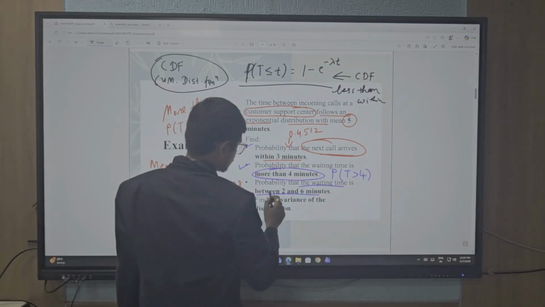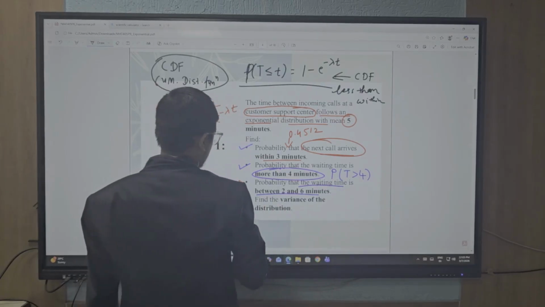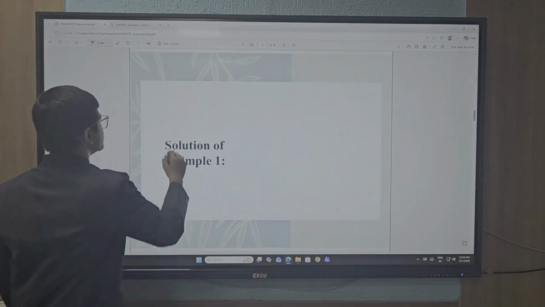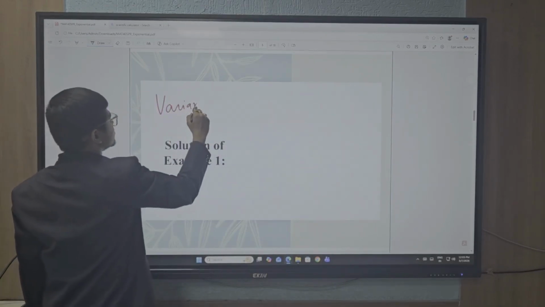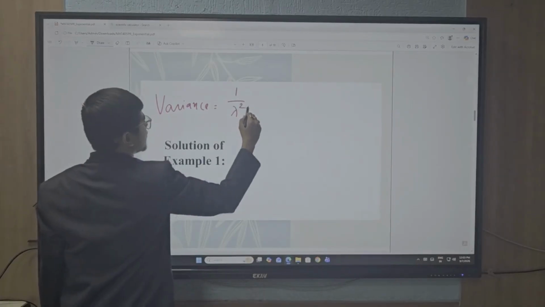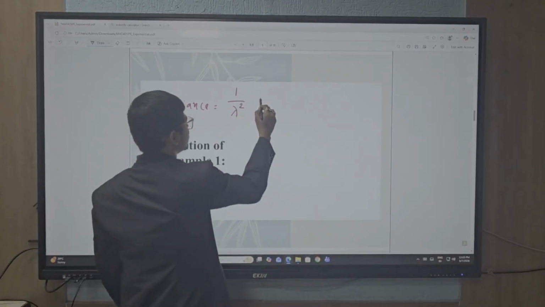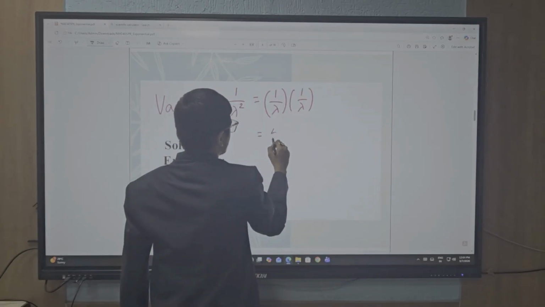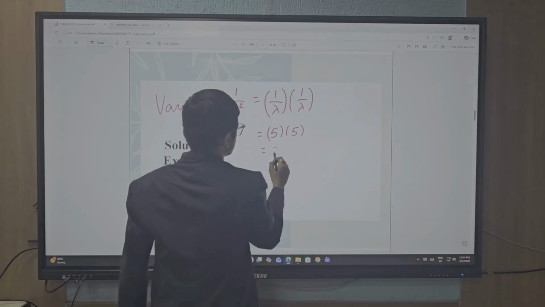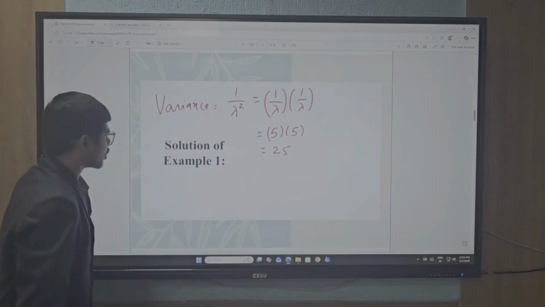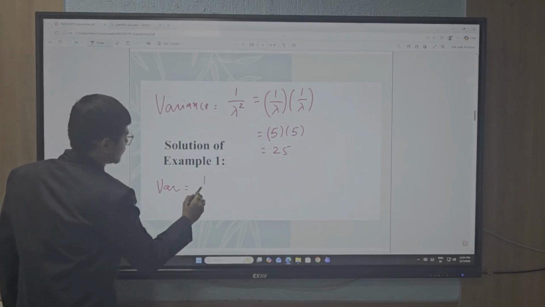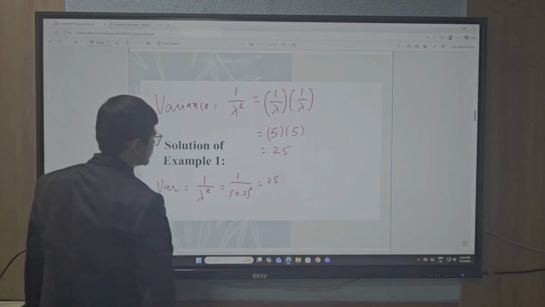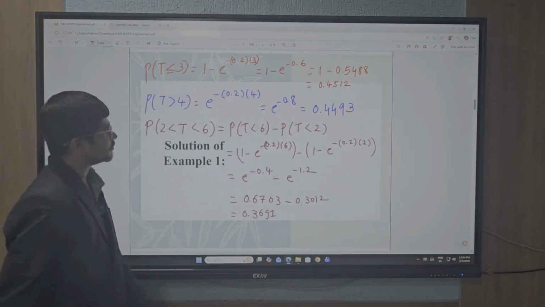Now find the variance of the distribution. How can we solve the variance? Variance is 1 upon lambda square, or 1 upon lambda into 1 upon lambda. 1 upon lambda is 5 and 5 squared is 25. Or you can solve it by the other method: 1 by lambda square is 1 by 0.2 square, which is nothing but 25. In this way you can solve the variance also.